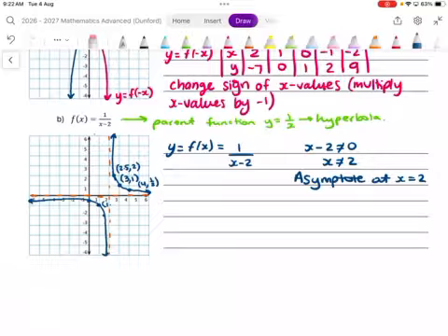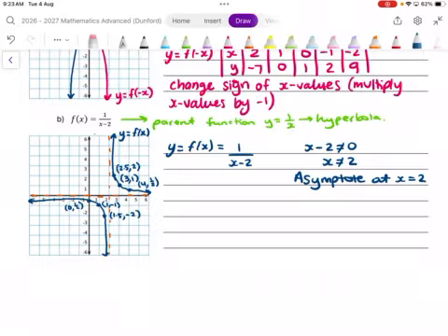So that's 1 minus 1. That's the key point of 1.5 minus 2. And 0.5. Okay. So that is our function y equals f of x.